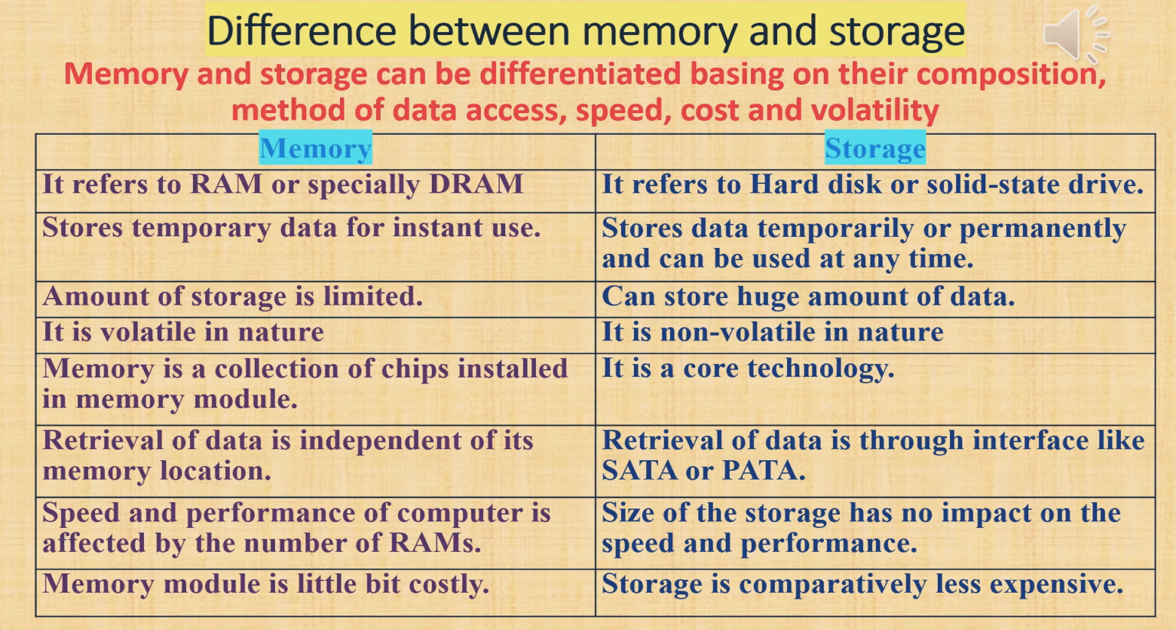Similarly, memory is used for storing temporary data, and when you are considering storage, it can be used for temporary as well as permanent data, which can be stored for a longer time. The amount of storage in the case of memory is very limited, whereas in the case of storage it is large. Memory is volatile, whereas storage is non-volatile. That means memory can retain the data only as long as there is a power supply.